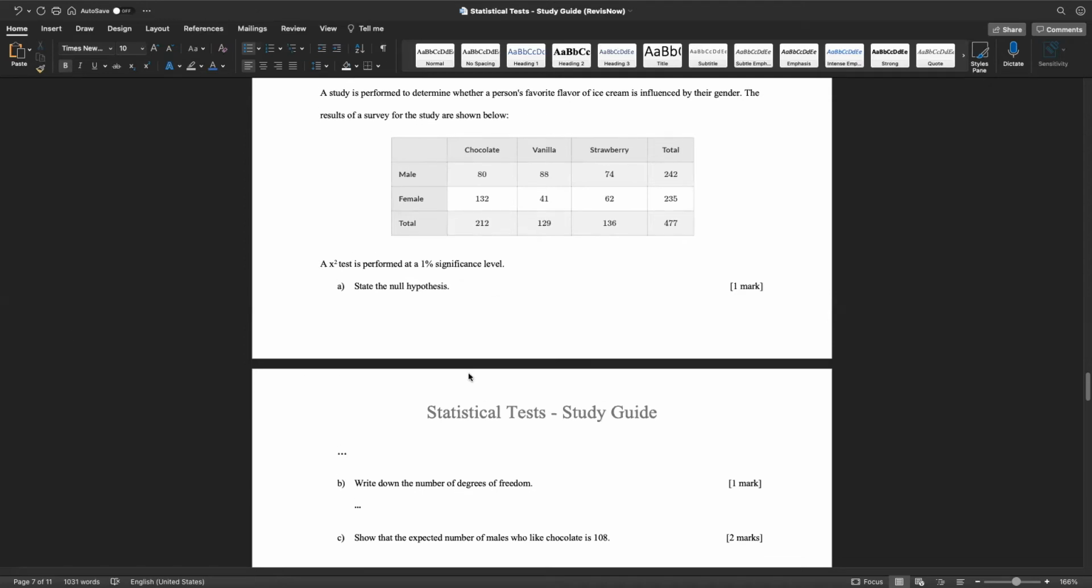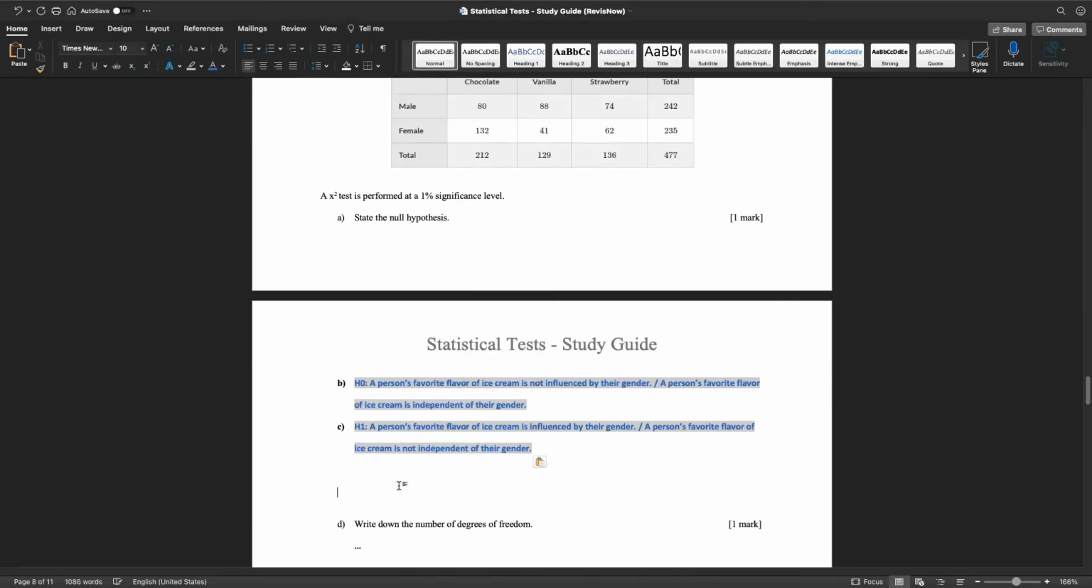So this one, I feel like the null hypothesis for these kind of questions is a bit easier. This one would be that a person's favorite flavor of ice cream is not influenced by their gender. Or another way you could state it is that a person's favorite flavor of ice cream is independent of their gender, which means that they don't correlate with each other.